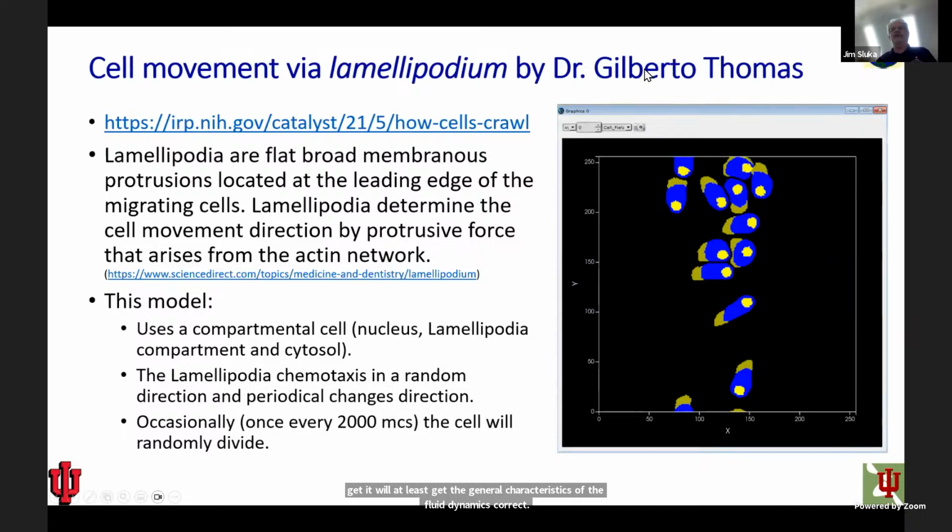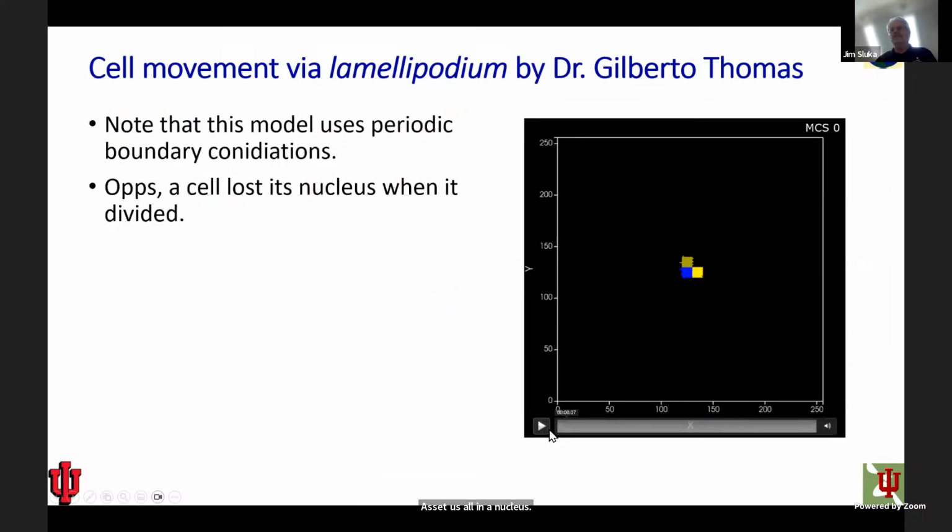This is another one of Dr. Thomas's simulations. I don't know if he's going to show this. This is lamellipodia migration. So some cells migrate by having a leading edge that's stiffened by actin fibers, and that leading edge migrates and it drags along the rest of the cell. So one of our cells here is the lamellipodia, a cytosol and a nucleus. And this simulation just shows that kind of a cell crawling around and dividing.